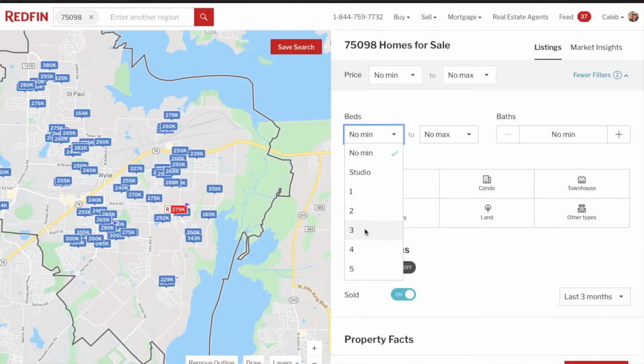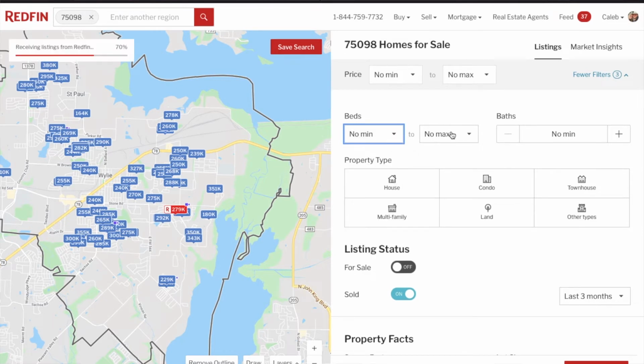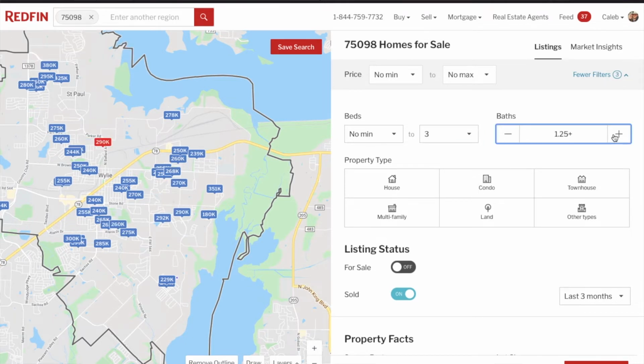Then what you're going to want to do is set your bed to bath ratios. You don't want to see any homes that are 4 bedrooms, because a 4 bedroom will sell for a whole lot more than a 3 bedroom, even at the same square footage. So those aren't very accurate. We want to stay 3 bed, 2 bath, 2 car garage. So that's what we're going to do. We're going to set that to 3 beds, 2 baths, no more or no less.